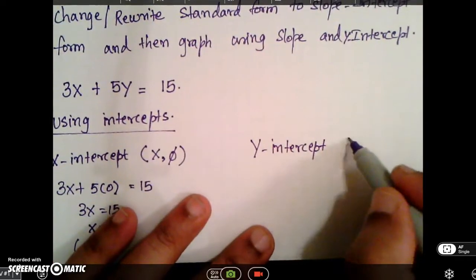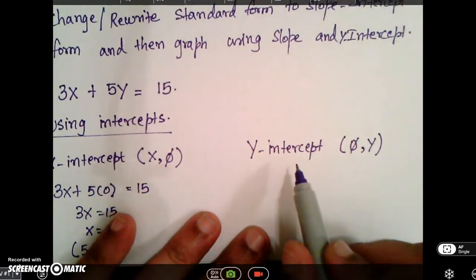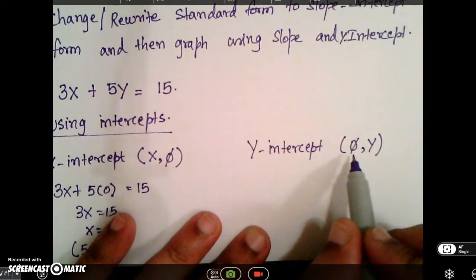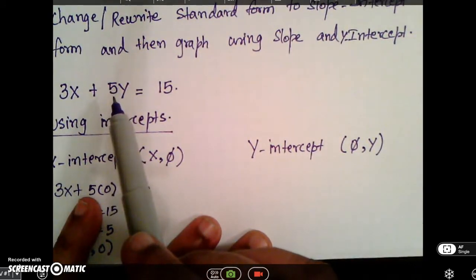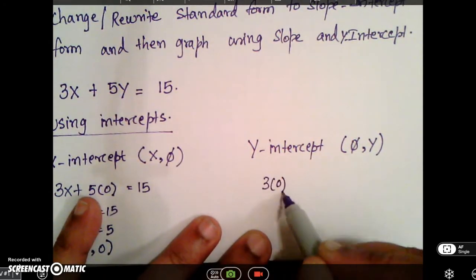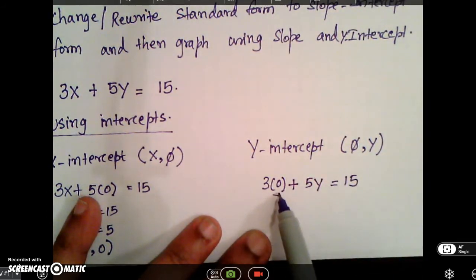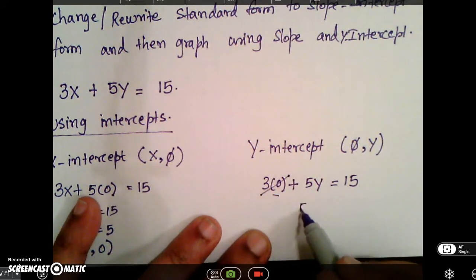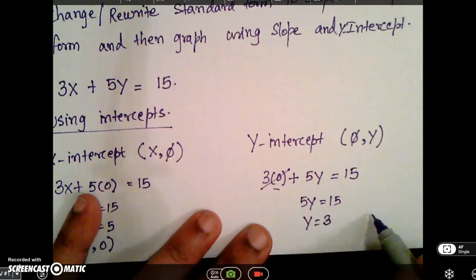My y-intercept is the point 0, y. This is a point on the y-axis where the line cuts the y-axis. So for any point on the y-axis, my x value will be 0 in that coordinate. I'm going to use the same equation. This time I'm going to input x as 0. So I have 3 times 0 plus 5y equal to 15. This whole thing becomes 0 and goes away. So I have 5y equal to 15, or y is equal to 3. So my y-intercept is 0, 3.